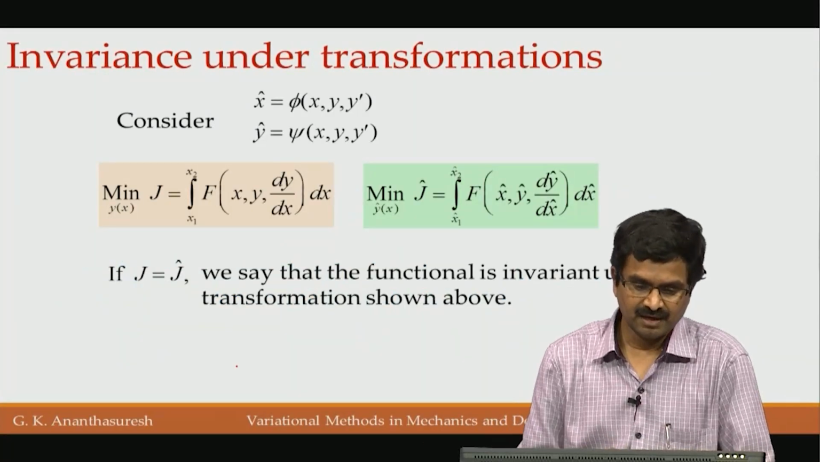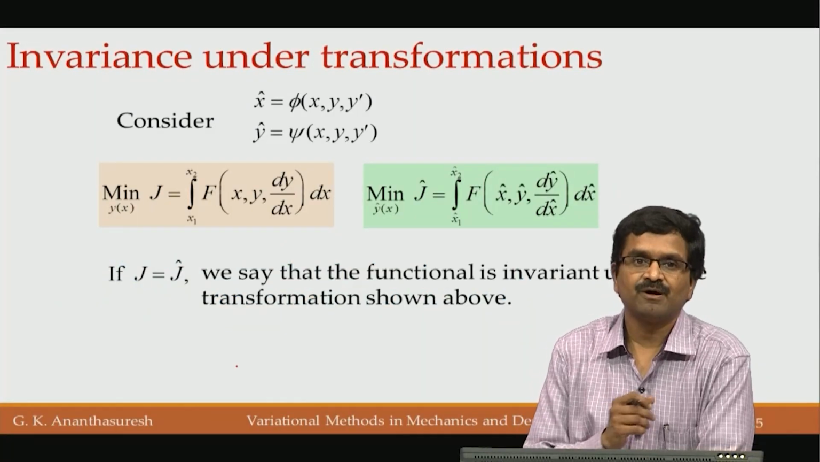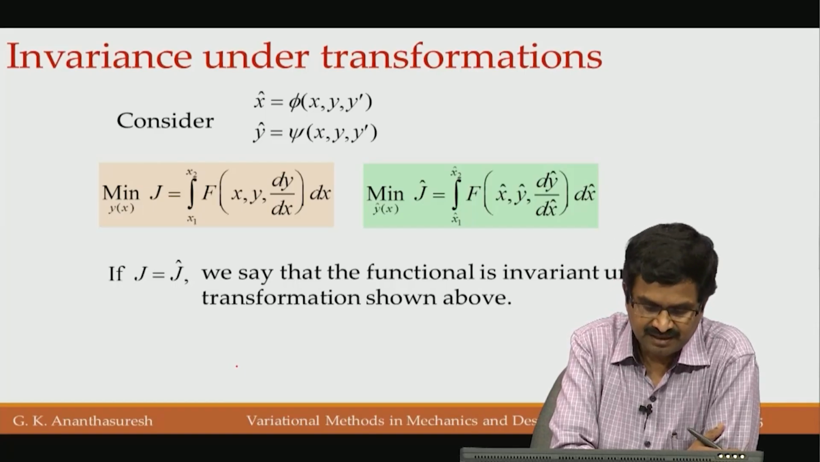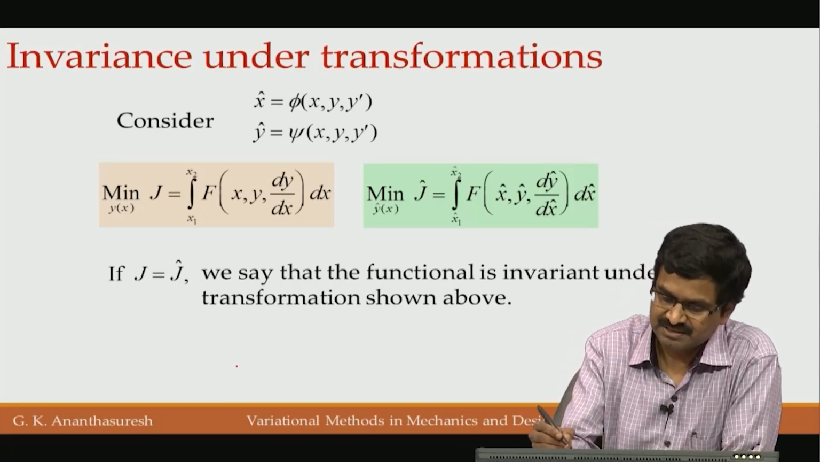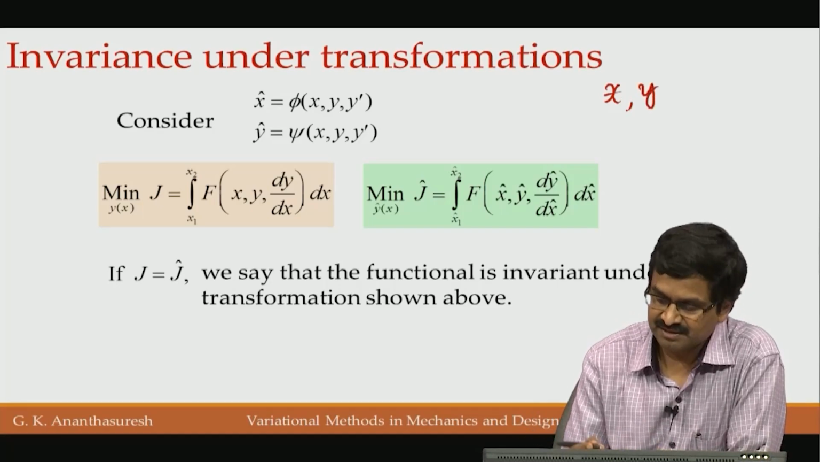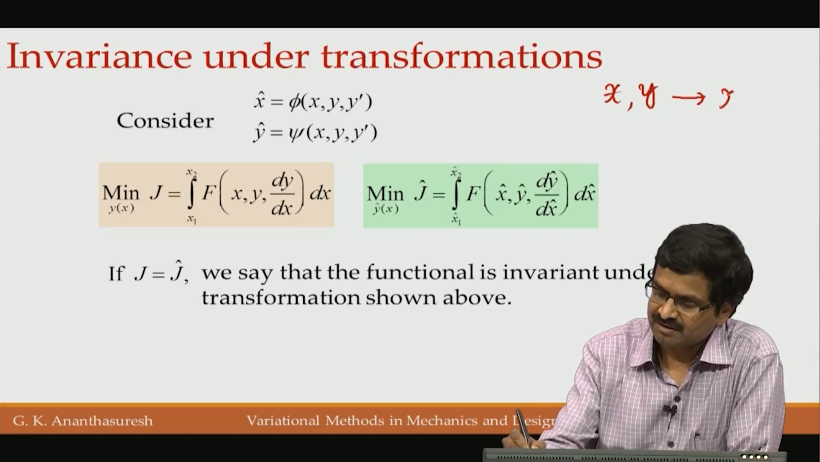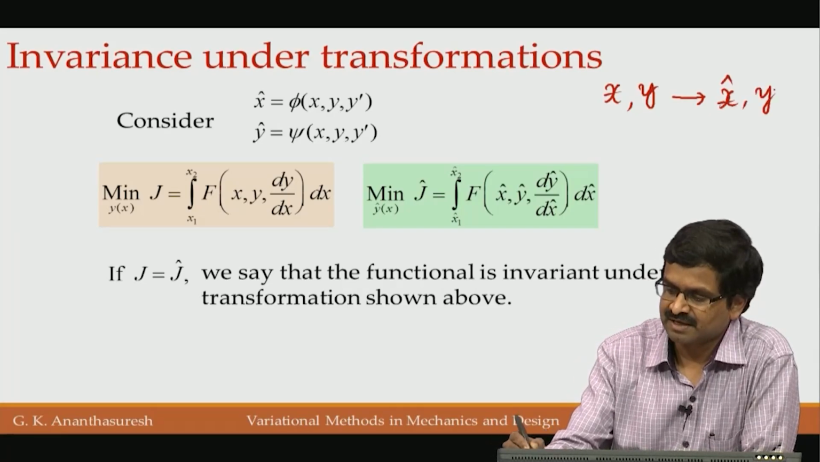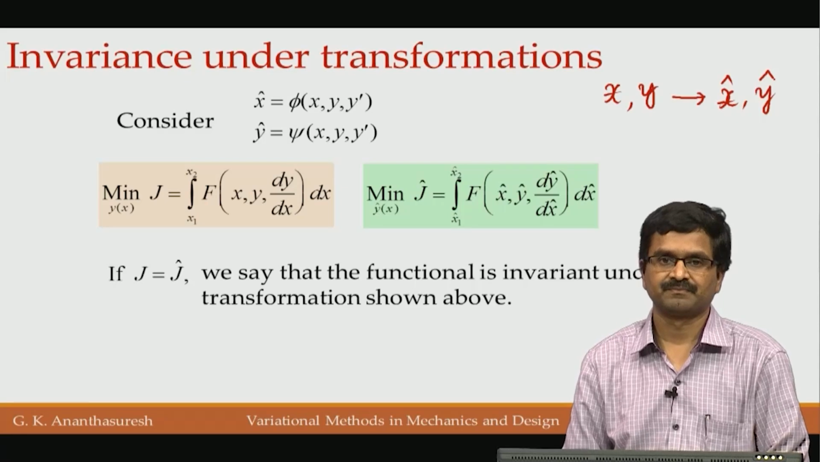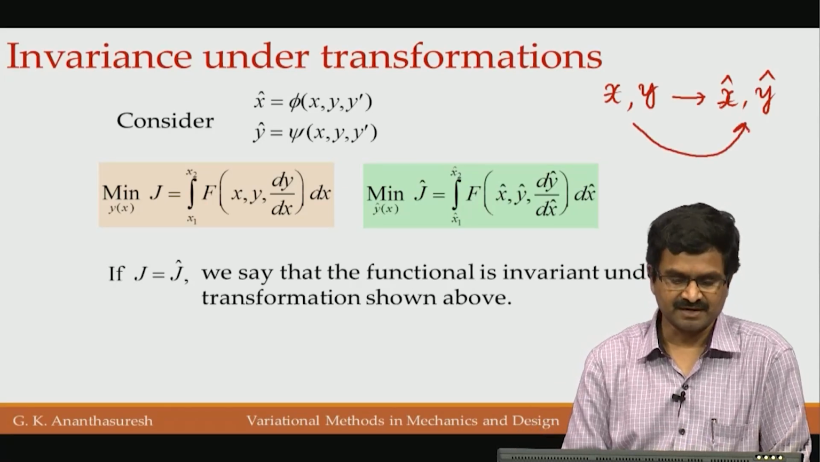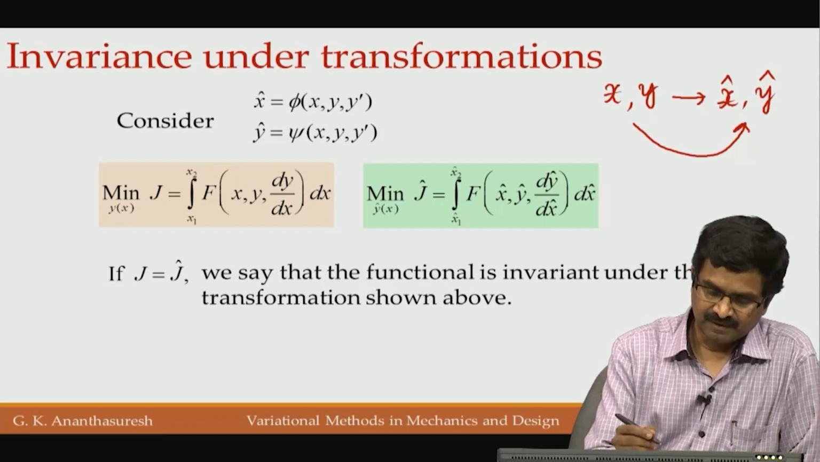Okay. It is about invariance of Euler-Lagrange equations under transformations. Let us say that we have the variables x and y. We change them to another set of variables, denoted, earlier we said u and v, now it is x hat and y hat.